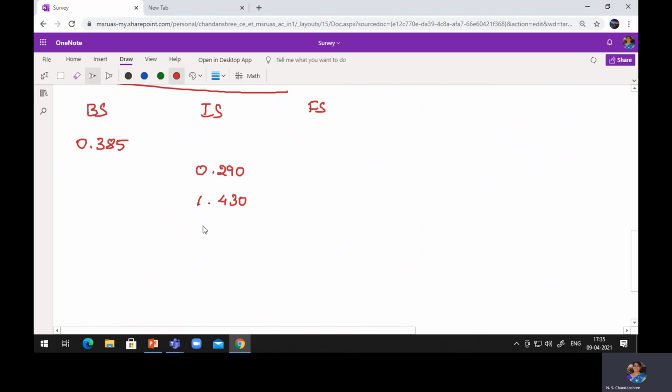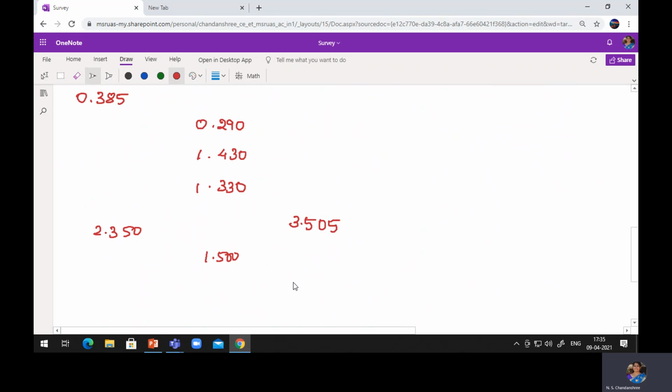this is 1.430, next is 1.330, next foresight is 3.505, same line backside is 2.350, next here it is 1.500, and the last reading is 3.105.